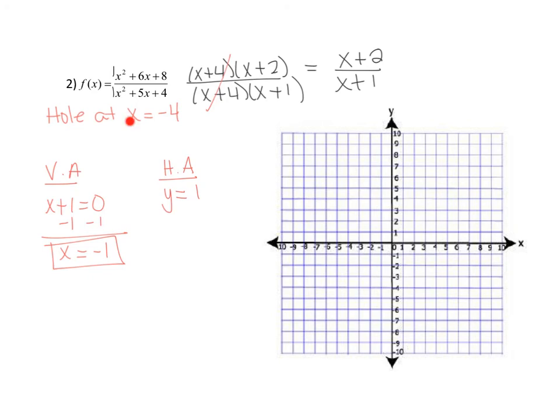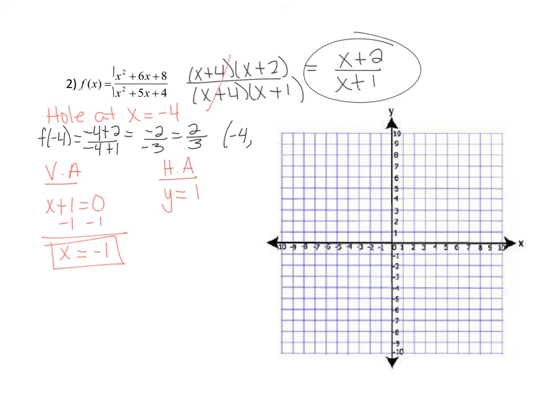And maybe we could figure out the coordinates of this hole. Remember, we have to find the y value. So our new function is this guy. So I have f of negative 4: negative 4 plus 2 over negative 4 plus 1. So negative 2 over negative 3 is a positive 2/3. So negative 4, comma, 2/3. But what's 2/3 as a decimal? It's about 0.7. So that's where I have a hole.